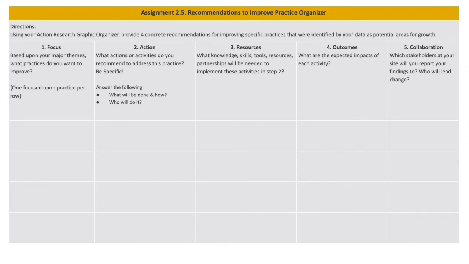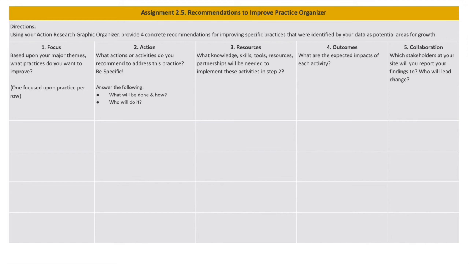All right, so once you have your integrated analysis complete, where you've combined and contrasted your qualitative and your quantitative data together to identify your key themes across those 4 big domains, your next step is to work in your action research organizer in section 2.5 to develop recommendations to improve these evidence-based practices. So you're going to focus on 5 specific areas in order to develop your recommendations for practice.